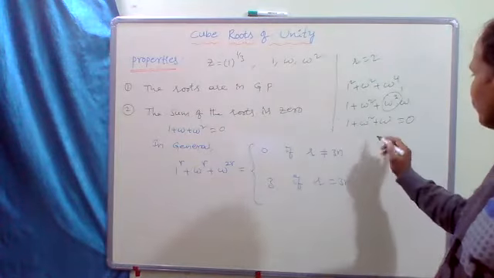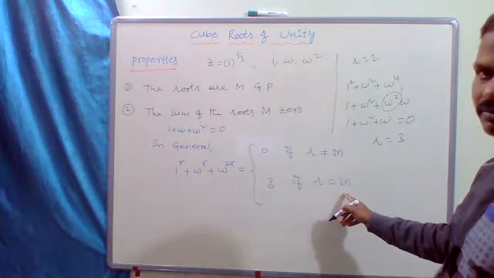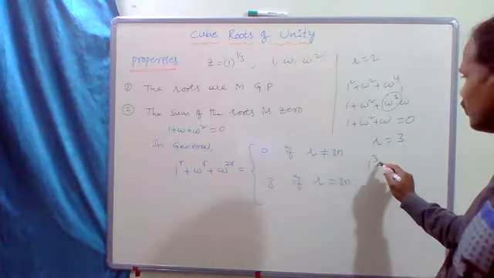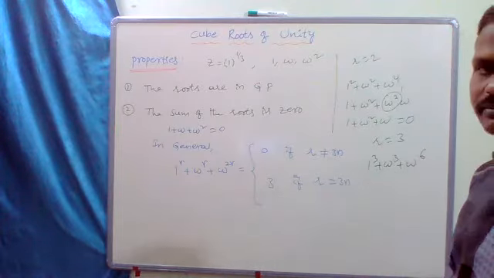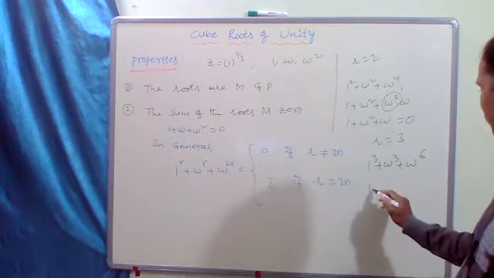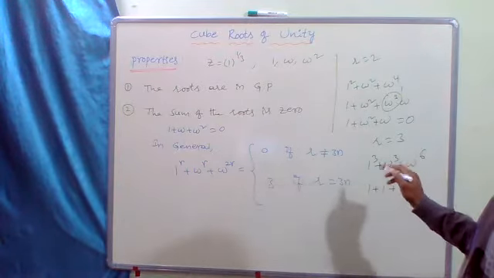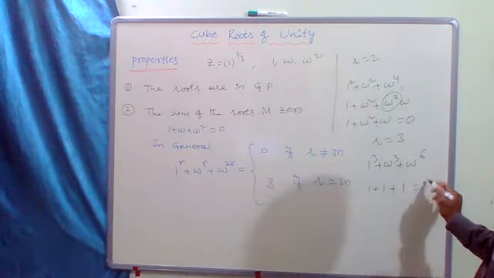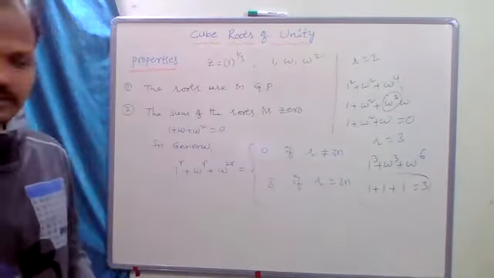Now if r is equal to, suppose, 3, which is a multiple of 3. For r equal to 3, we get 1 cube plus omega cube plus omega power 6. Then 1 plus omega cube is 1, and omega power 6 means omega cube whole square, which is 1, so the total is equal to 3. Clear? Yes.